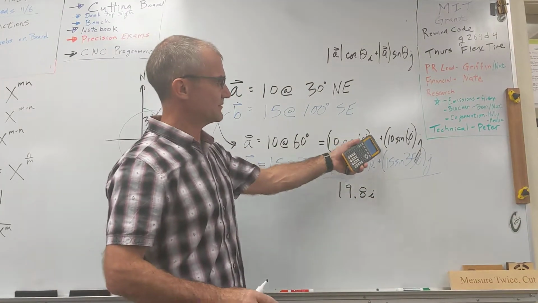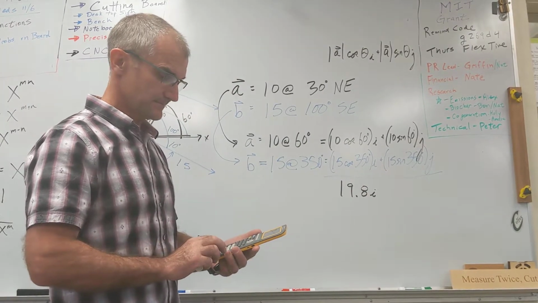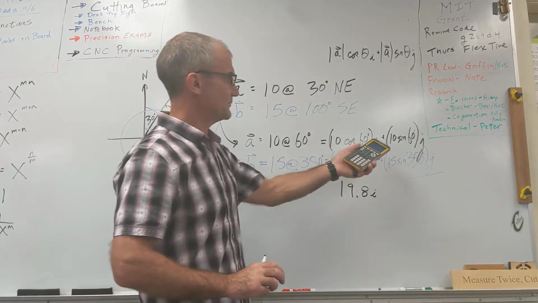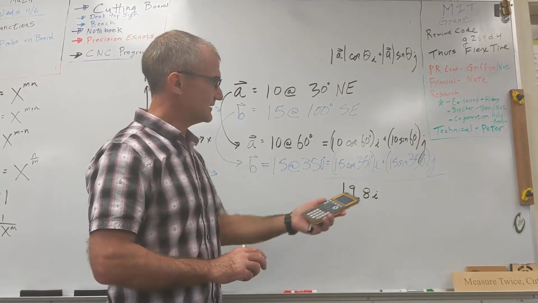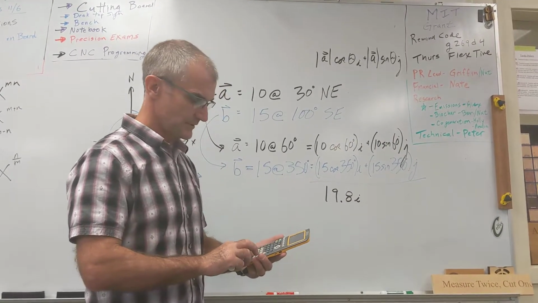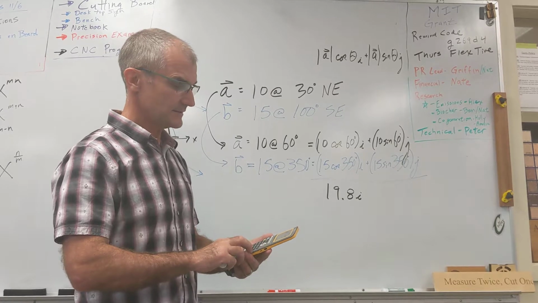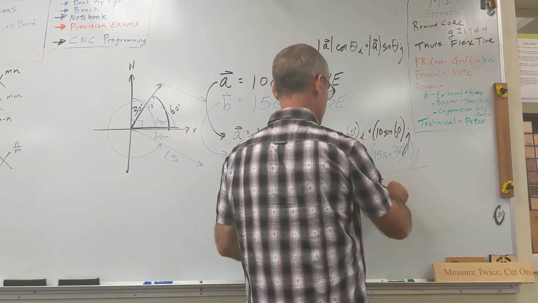Now I'm going to do the same thing with my sine values. I have 10 sine of 60. This is 8.77, and then I'm going to add 15 sine of 350 onto it, and I'm going to get 6.05.